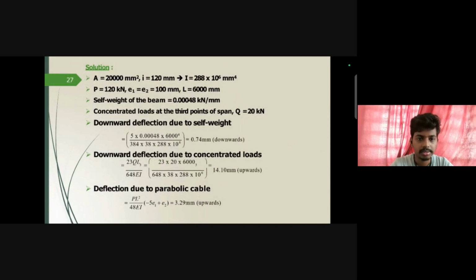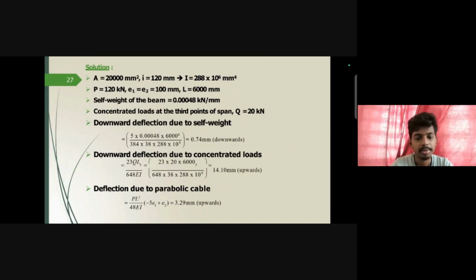So the given details are written first, and then the downward deflection due to self weight, as per the formula 5/(1+E)... W L⁴ by 384 EI, we get the answer as 0.7 mm, which is acting downwards. The downward deflection due to the concentrated loads is 23 QL³ by 648 EI, where we get 14.1 mm, which is acting upwards.